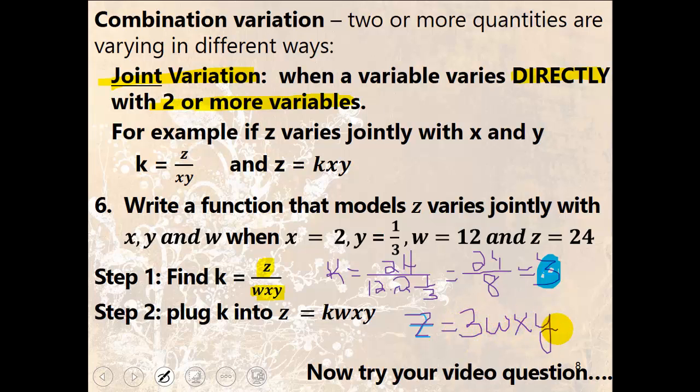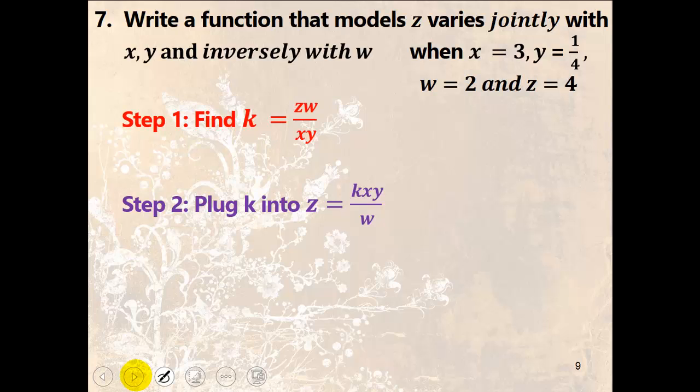And it doesn't matter what order you put the w, x, y. Generally, it goes alphabetical, but if you didn't, it wouldn't be wrong. The next combination, there's all kinds of combinations. You just kind of have to read the sentence, okay? Write a function that models z varies jointly with x and y and inversely with w.